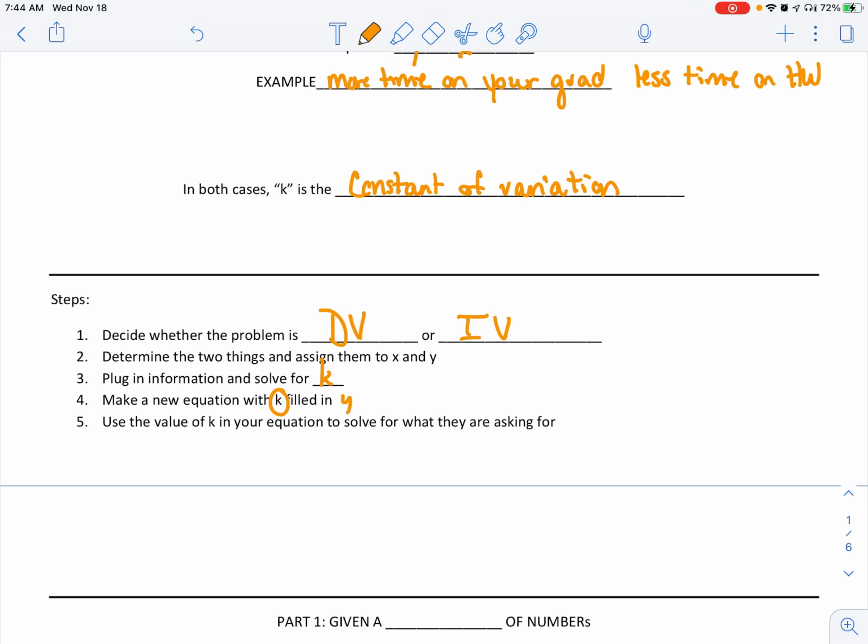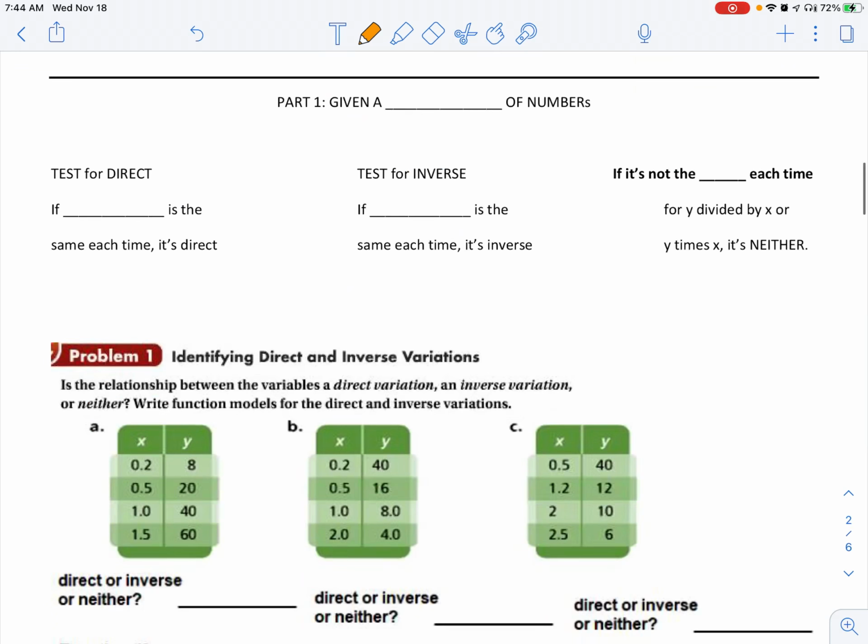So it's going to be like y equals 3x, or maybe y equals 3 divided by x, depending on whether it's direct or inverse. Then you're going to use your new value of k and your new equation, and you will solve for any values of x or y. So you're going to have information, make an equation from that information, and then be able to use that equation and apply it to many, many situations.